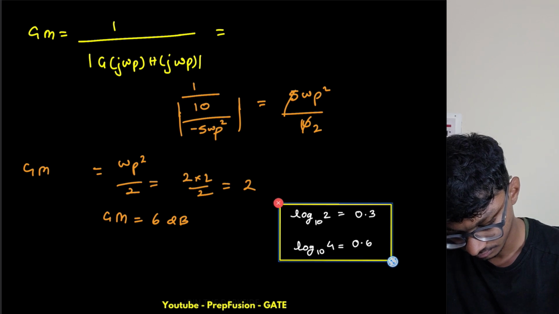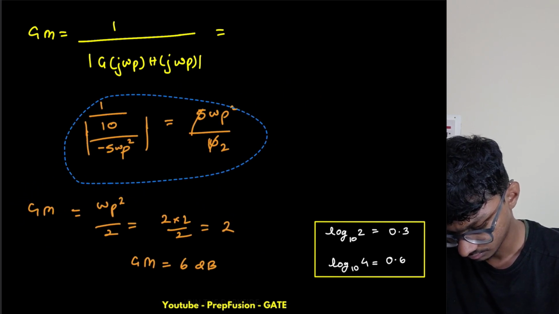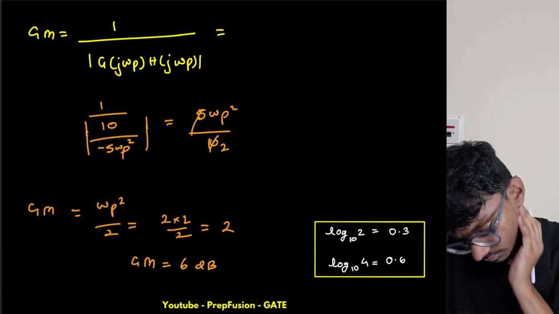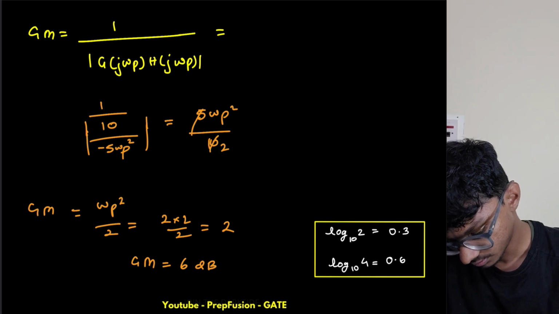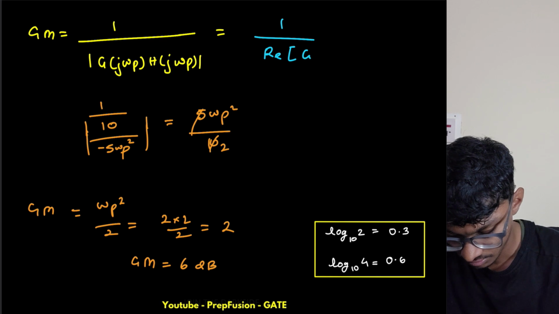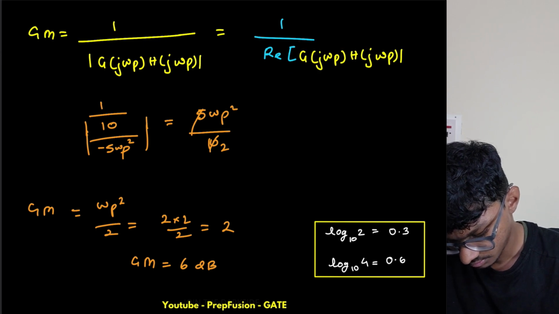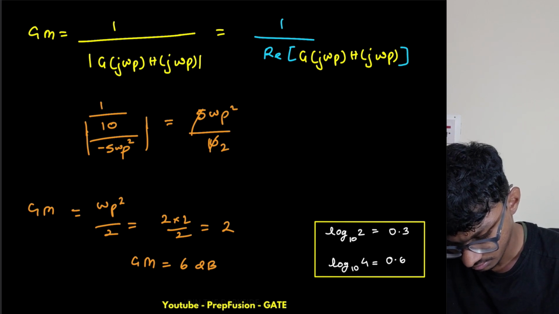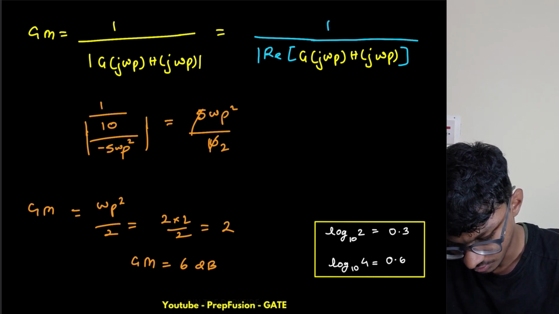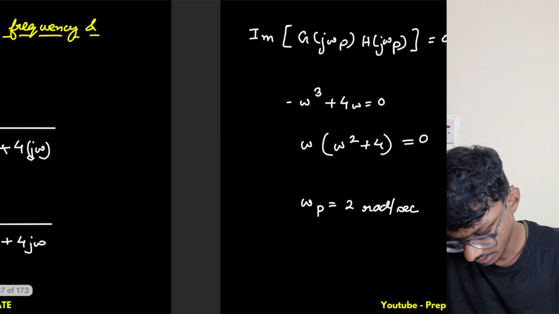Let me reduce the size. Yeah, simply this is 1 over real part of, copy this one. And the magnitude. Only real part will exist, obviously imaginary part will be 0. That's what we did to find the phase crossover frequency. So this is about the gain margin. Now let's calculate the gain crossover frequency and the phase margin.